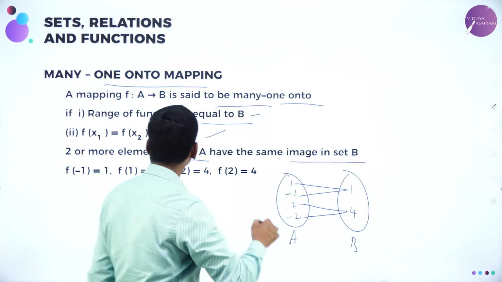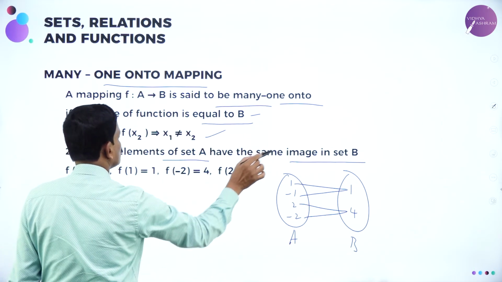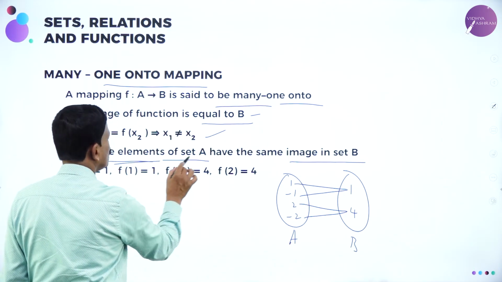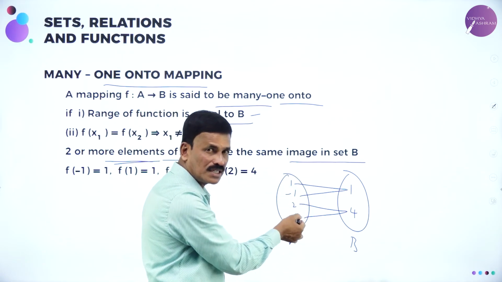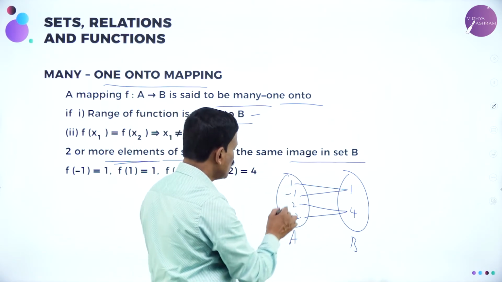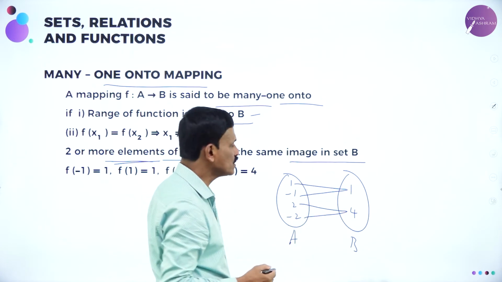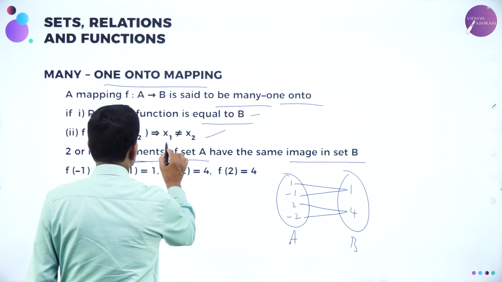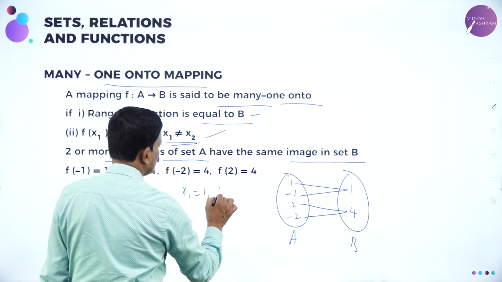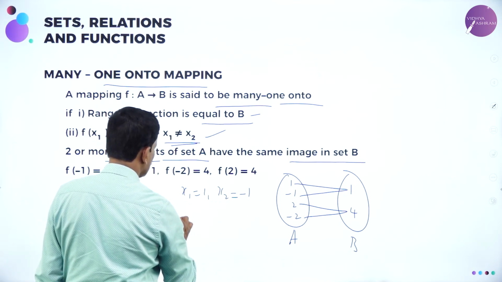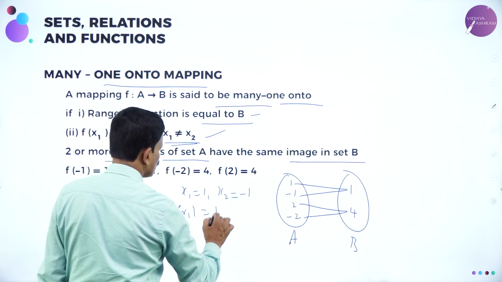That means here the range of the function is equal to B. Further, two or more elements of the set A have the same image. So, 1 and minus 1 have the same image, and 2 and minus 2 will have the same image. That means here x1 is not equal to x2. See here, if you take x1 is equal to 1, x2 is equal to minus 1, f of x1 is equal to f of x2.